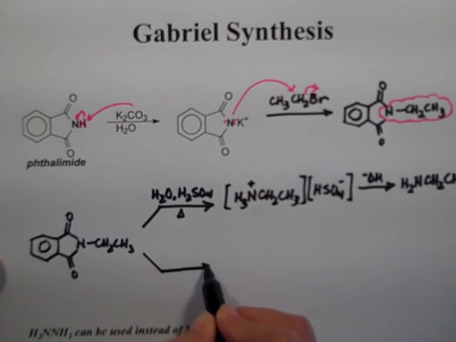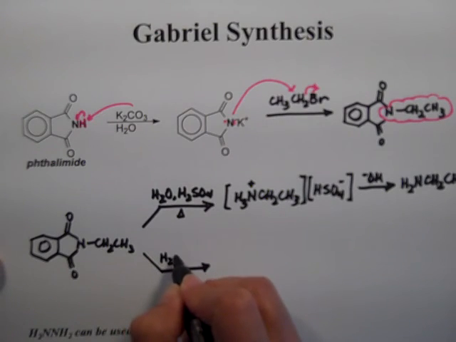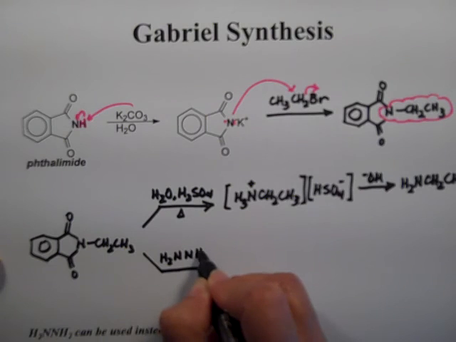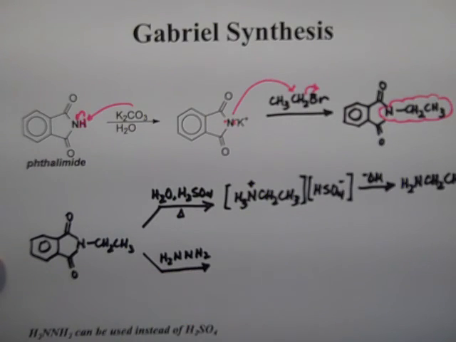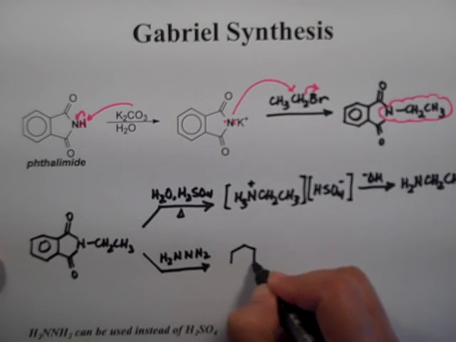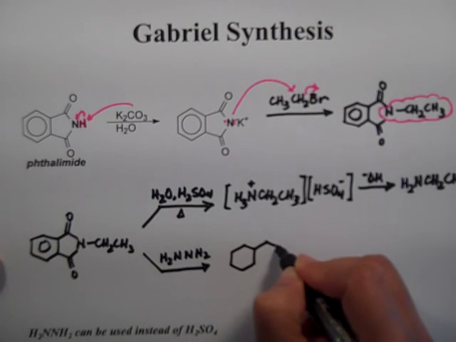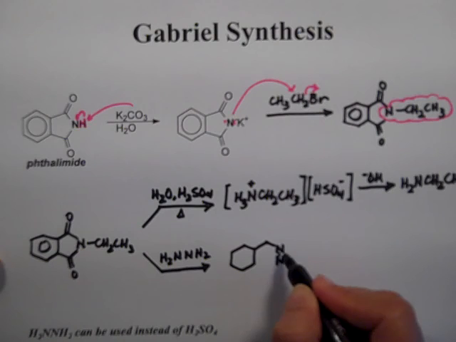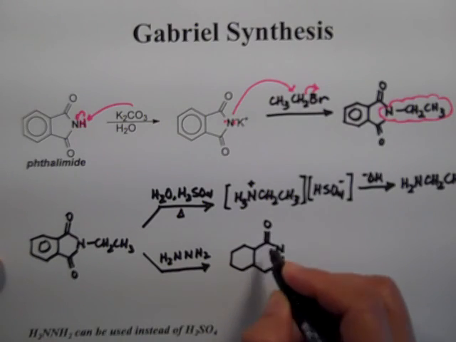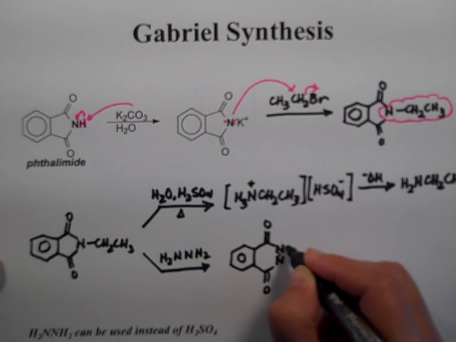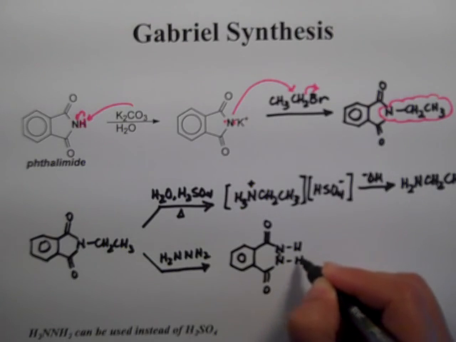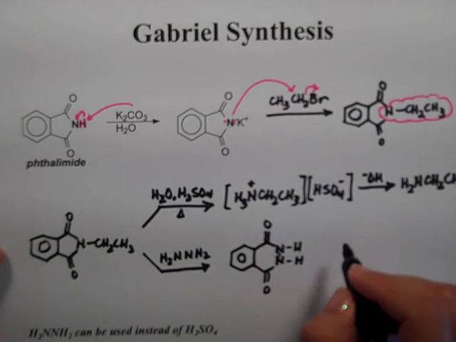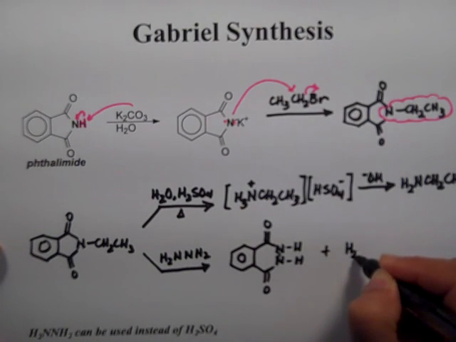The most common way of doing this is adding hydrazine. We have used hydrazine before in the Wolff-Kishner reaction, but what we're doing with the hydrazine is that we're going to basically substitute this nitrogen for the hydrazine right here. So the hydrazine is going to take the place of the amine that we need. Hydrazine, the two nitrogens are connected to each other, and each has a hydrogen to it. That's not the amine I want. The amine I want is the ethylamine.